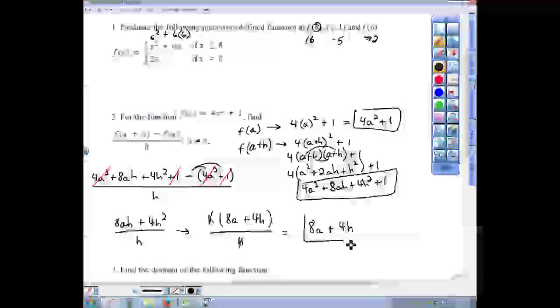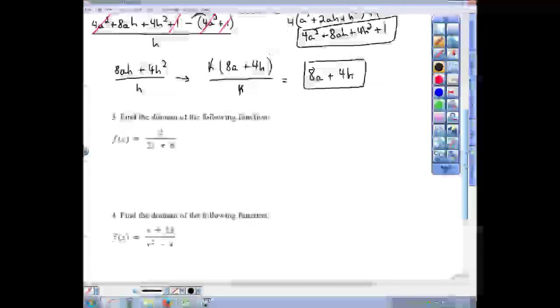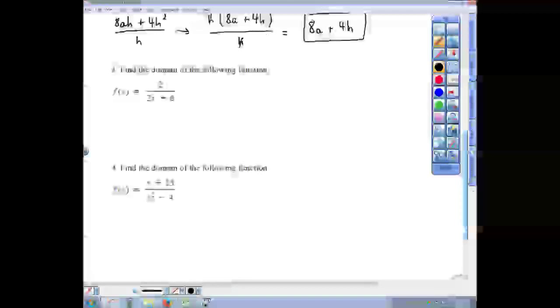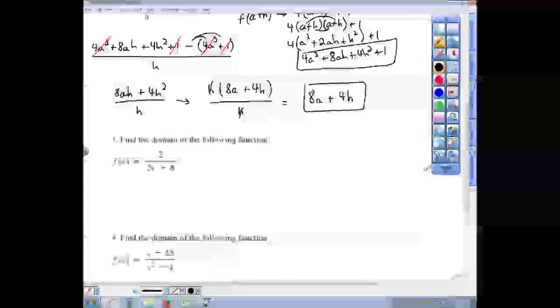So this would be evaluating the difference quotient. Question 3, question 4, and I believe the next question, question 5, these are all also from 2.1. Question 3 is to find the domain.